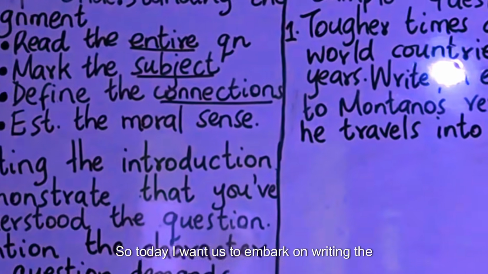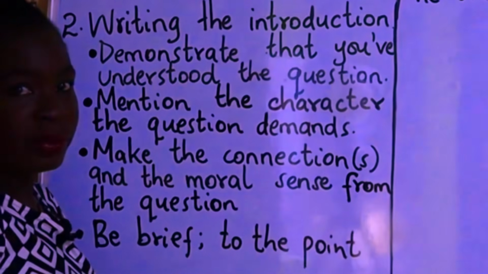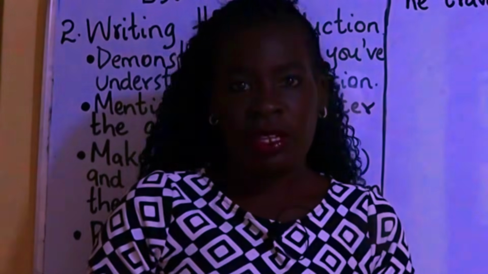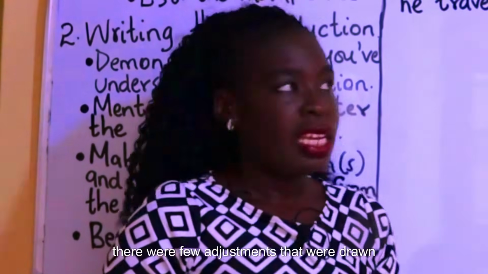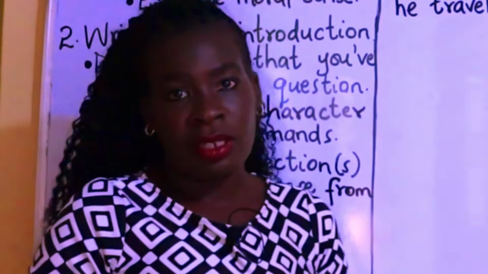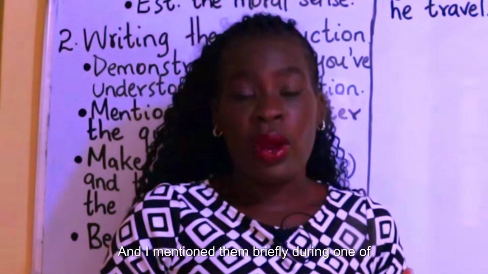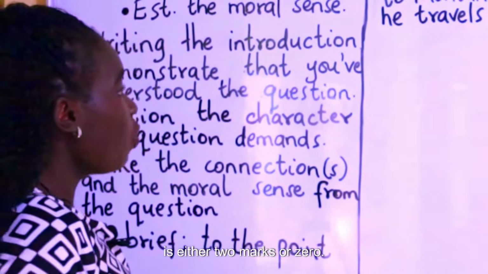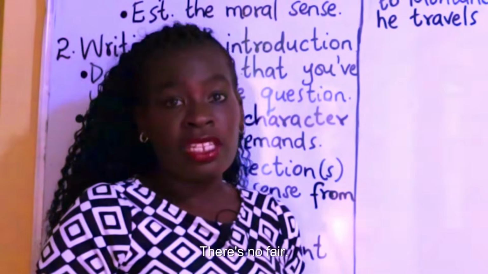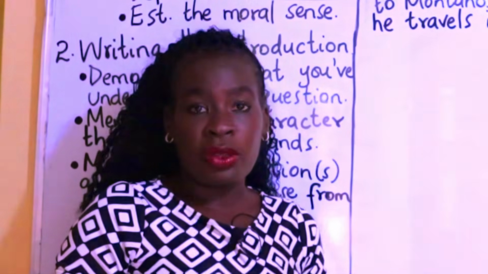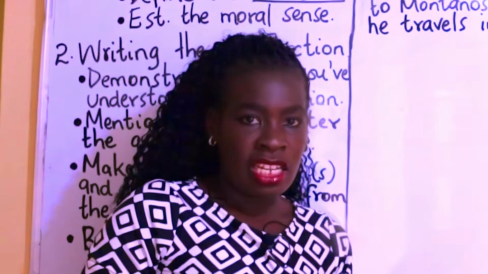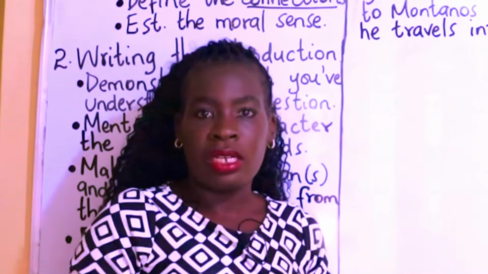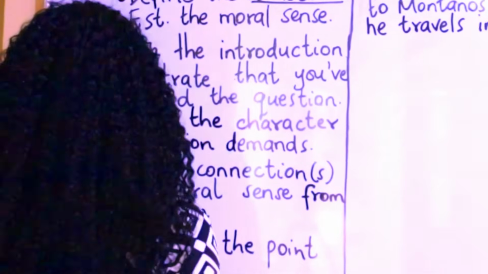So today I want us to embark on writing the introduction. From last year's marking, that is 2025, there were few adjustments that were drawn to the introduction. And I mentioned them briefly during one of my highlights. And I said that the introduction is either 2 marks or 0. There's no fair. There's no one. Your introduction is either perfect or not perfect at all. Your introduction is right or wrong. There's no middle ground.